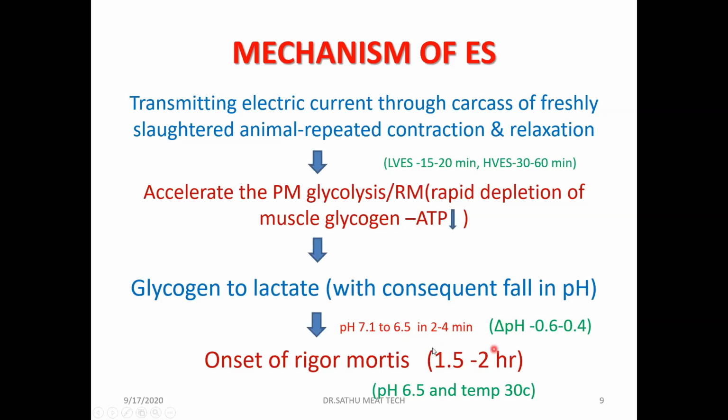So the onset of rigor mortis, when the pH attains around 6.5 or 6, normally takes around 4 to 6 hours. But with electrical stimulation, we attain the onset of rigor mortis within 1.5 to 2 hours. Is it clear?